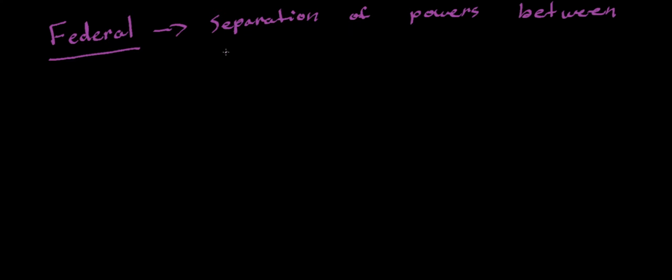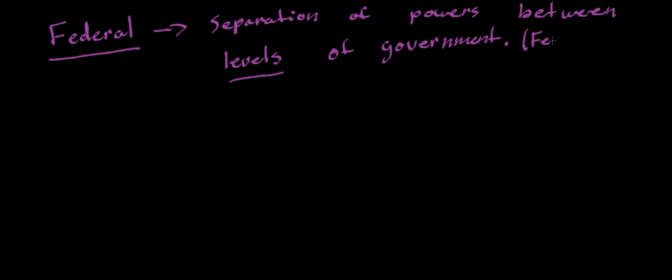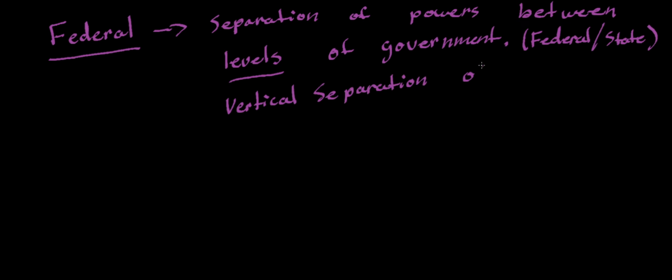So, what does federal mean? Federal means that there is a separation of powers between levels of government. And in the United States, these levels are referred to as the federal government and the state government. And again, this is sometimes referred to as a vertical separation of powers.